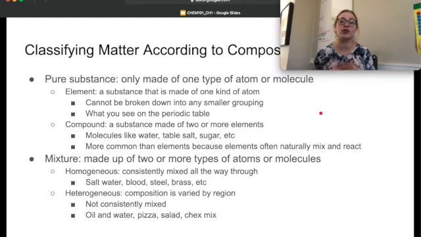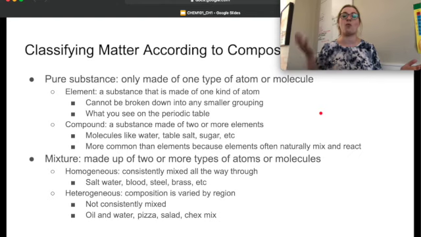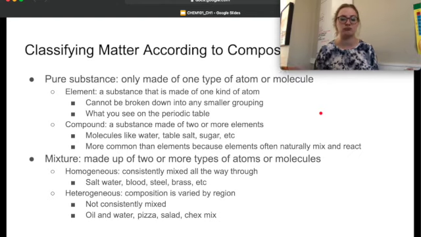However, if you have only one type of molecule, we'll call that a compound. It's a substance made up of two or more elements, but it only has that one molecule that exists there. This might be things like water, table salt, sugar, and so on and so forth. Compounds are a bit more common than elements, because a lot of times the elements are naturally mixing and reacting with each other in everyday life. If you have a pure substance, you either have an element or you have a compound. Is it atoms, or is it all one type of molecule? Okay.